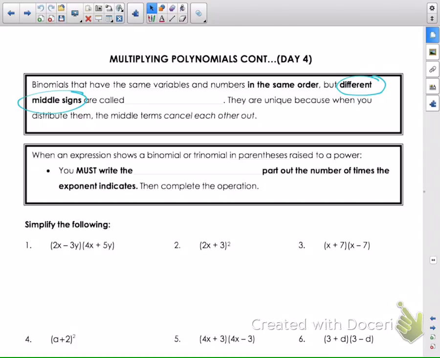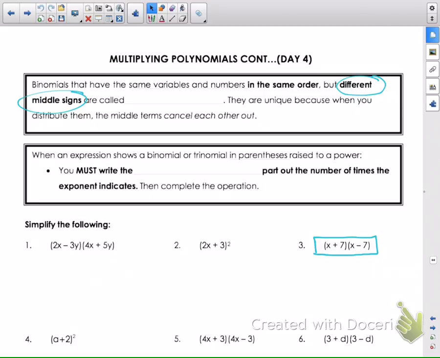All right, so in that case, that's something like number 3. Same variables and numbers in the same order. They both have an x and a 7. The only difference is what? One is a plus, one is a minus. You don't do anything different. You can do something different with these if you would like to.